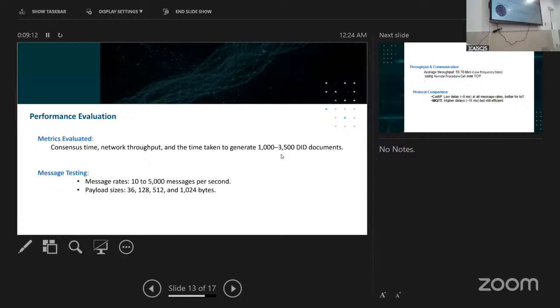For the evaluation we used the consensus time, the network throughput, and also the time taken to generate messages between 1,000 to 3,500 DID documents. The messages were also tested at a rate of between 10 to 5,000 messages per second, and the payload sizes started at 36 bytes and increased to 1,024 bytes.